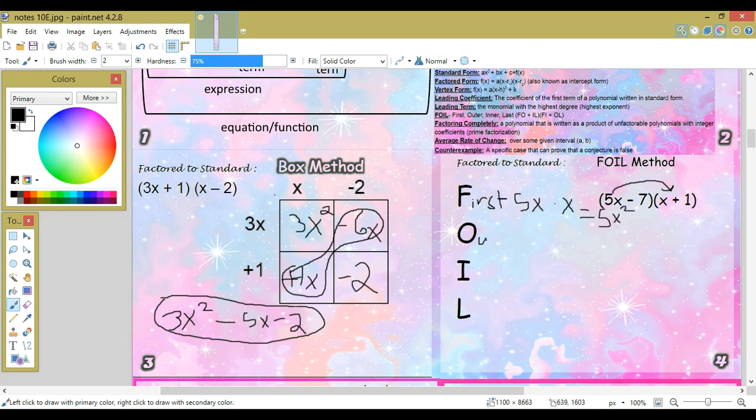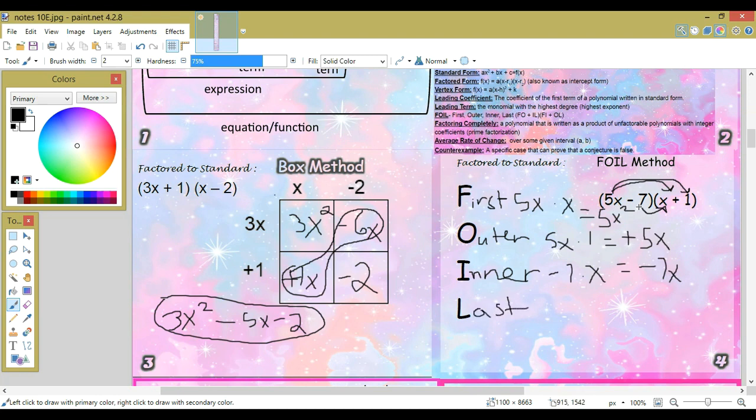O stands for outer. We take the outer terms and multiply them together. So we have 5x times 1. That equals plus 5x. I stands for inner. We multiply the inner two terms that are in each binomial. So negative 7 times x. That equals negative 7x. And then L stands for last. We multiply the last terms together. Negative 7 times 1. That just equals minus 7.